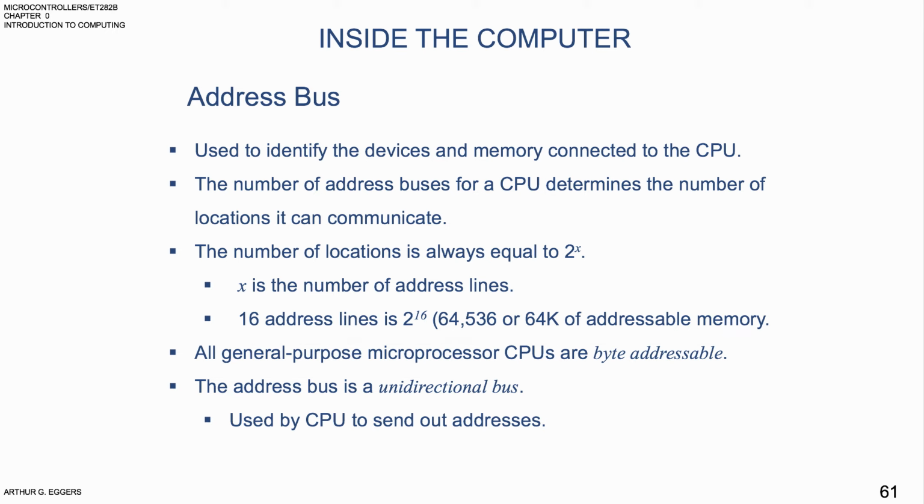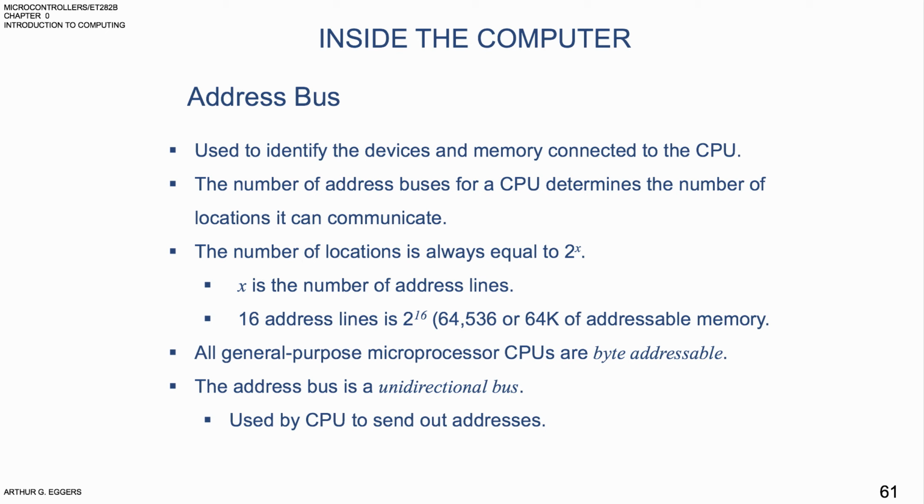Another example: the IBM PC AT uses a CPU with 24 address lines and 16 data lines. Thus, the total accessible memory is 16 megabytes. That's 2 to the 24th locations. And because each location is 1 byte, there would be 16 megabytes of memory.